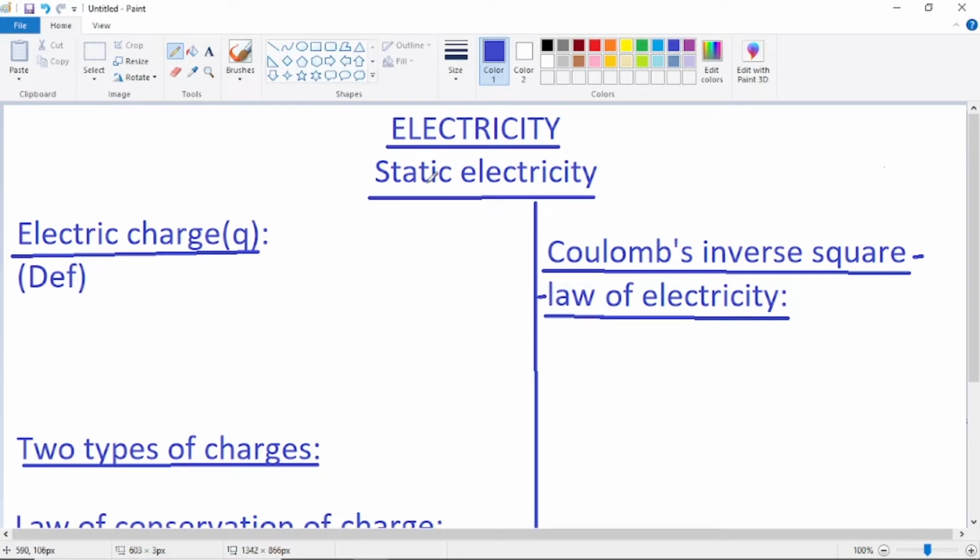This big unit, electricity, consists of different small lessons, almost 5 to 6 different small lessons. The first lesson is static electricity. Now, what is the meaning of electricity and static electricity?